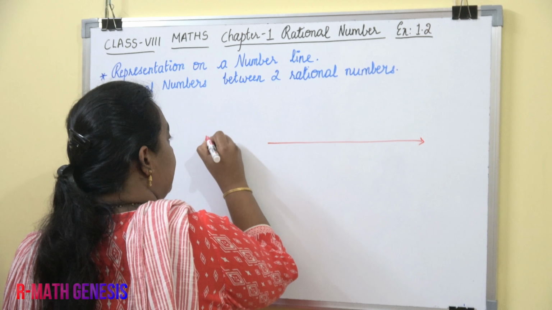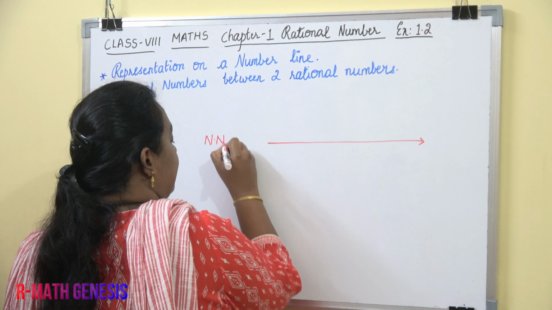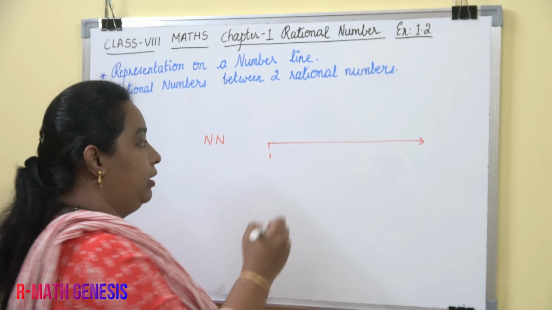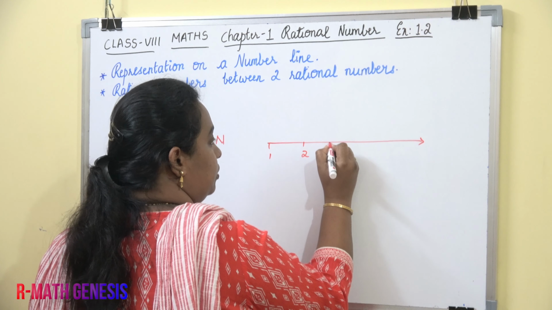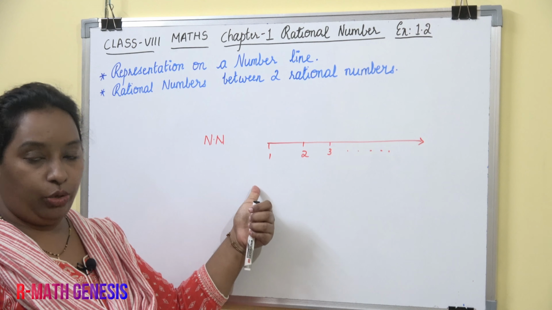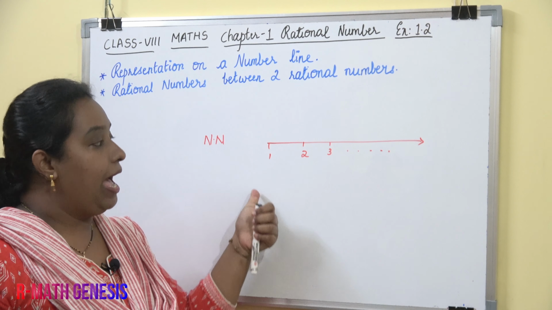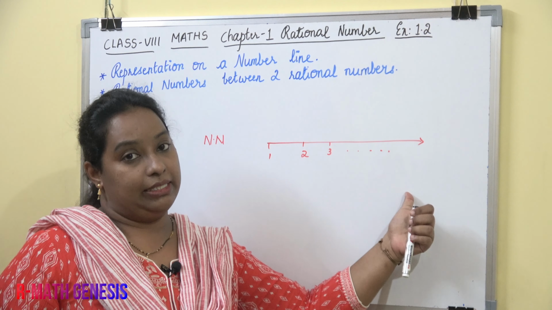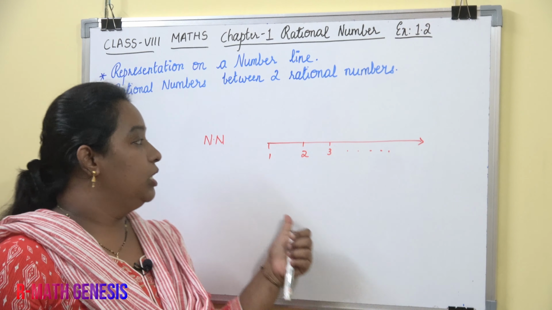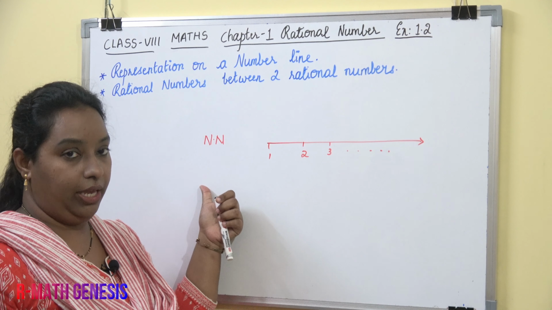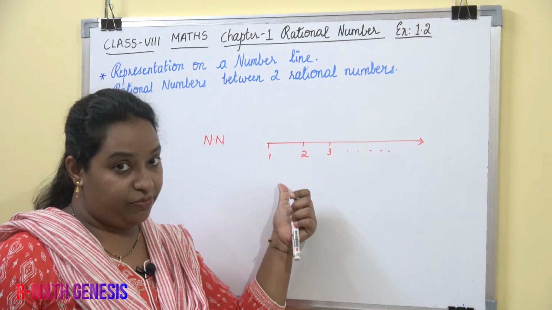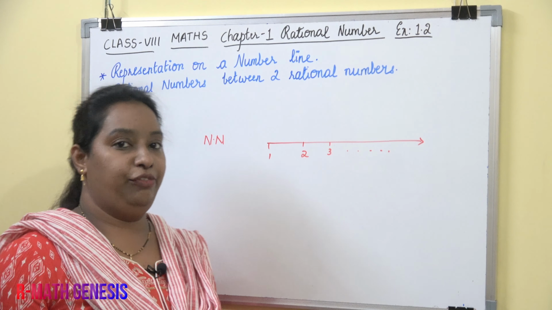If it is natural numbers, then they start from 1. The number line starts from 1, 2, 3 and so on. It means one side of the number line is fixed and the other side, towards the right, is indefinite. You can continue, it's infinite. So for natural numbers, on a number line, it starts from 1, wherein one side is fixed and the other side is infinite.